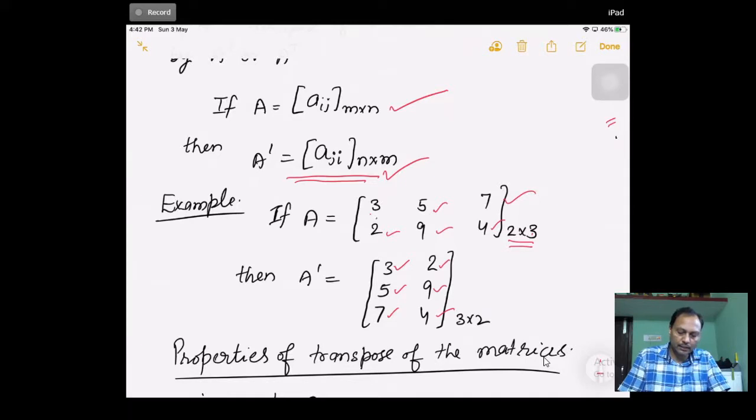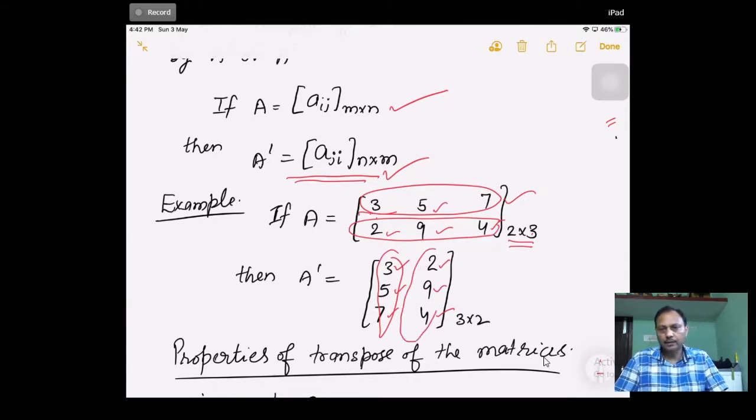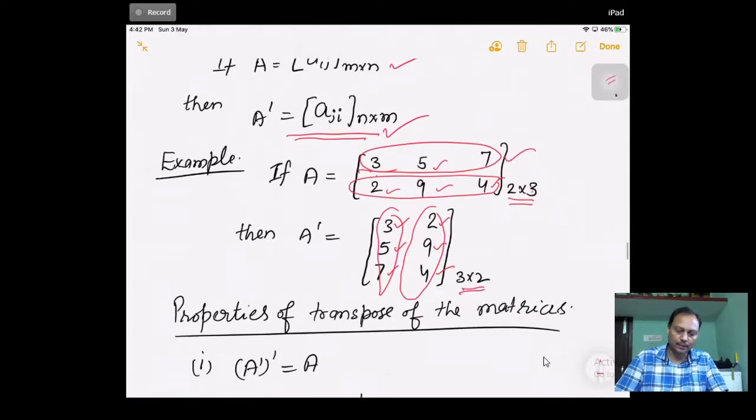You can see this is the first row. Now this first row becomes the first column, and this is the second row. Now this second row becomes the second column. So the order is changed. The order of matrix A was 2 by 3. Now the order of the transpose of matrix A is 3 by 2. So the order is also interchanged.